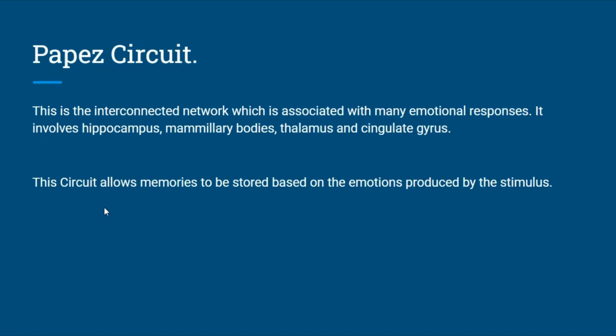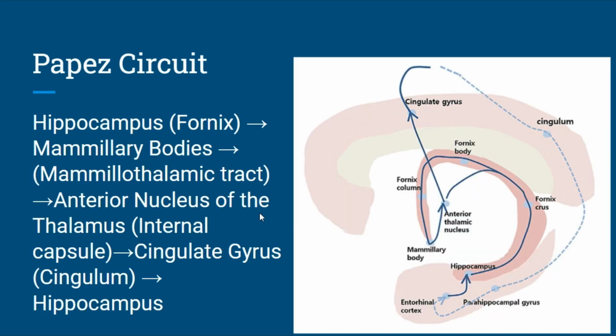So now the next thing is going to be the Papez circuit that we're going to discuss here. So what it is, it's an interconnected network, which is going to connect many different areas of the limbic system that involves the hippocampus, mammillary bodies, thalamus, and the cingulate gyrus, and it is associated with many emotional responses. And this circuit allows the memory to be stored based on the emotions produced by the stimulus. So let's look at the Papez circuit.